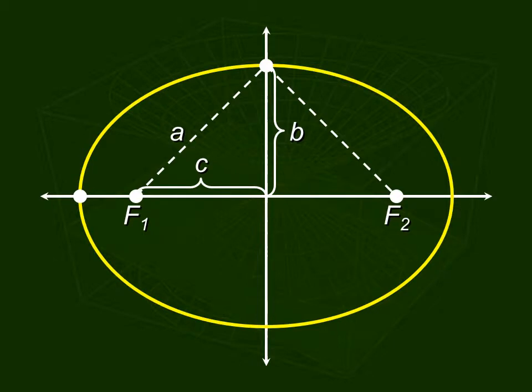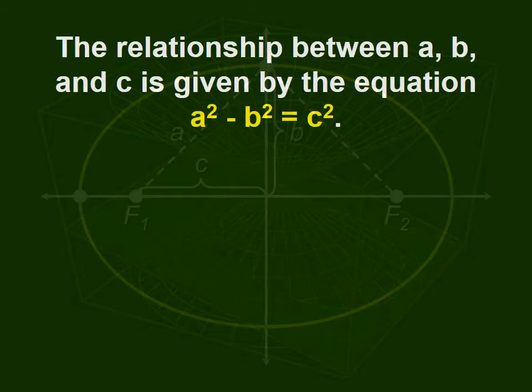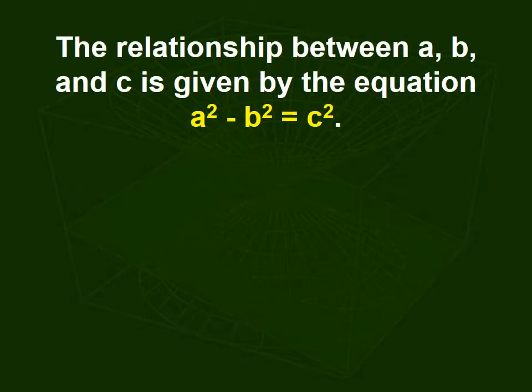Okay, so your semi-minor, the B, your semi-major, the A, and the distance C between the center and the foci, those form a triangle. Because they form a triangle, they form a relationship. The relationship between A, B, and C is given by the equation A squared minus B squared equals C squared.